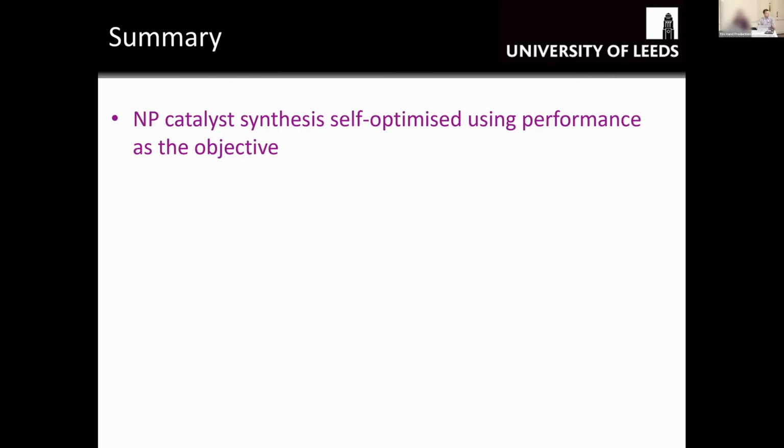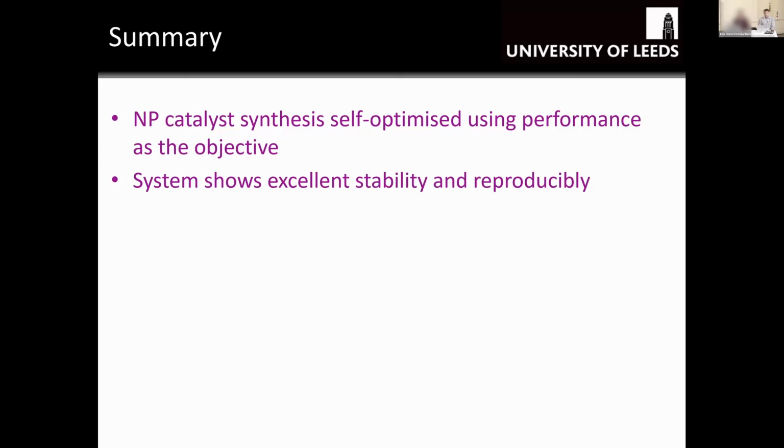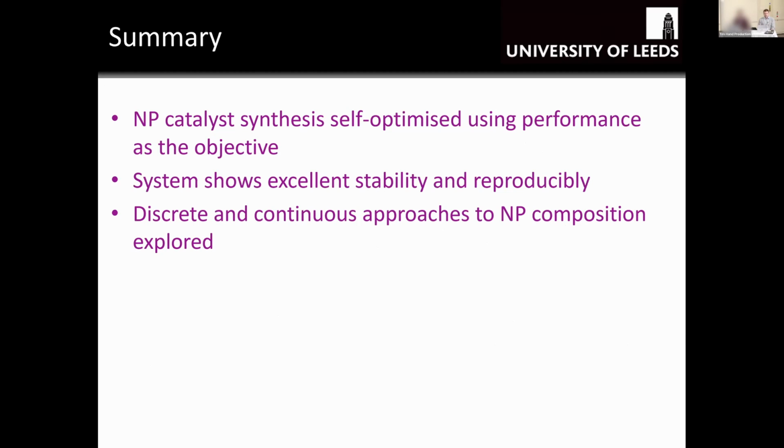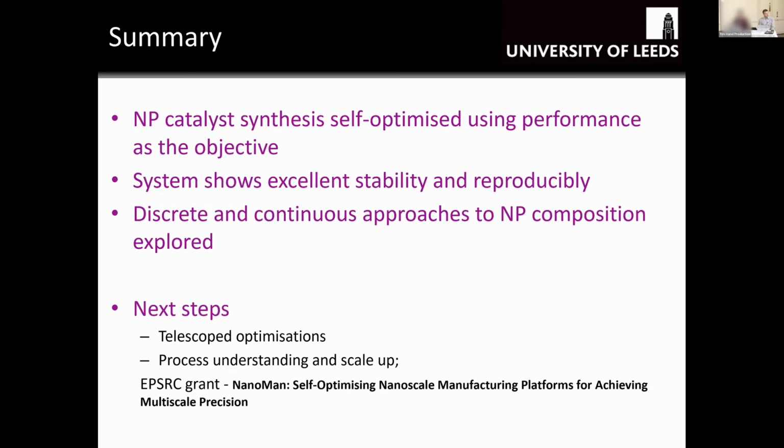So that's my summary. In summary, we've managed to create a nanoparticle synthesis self-optimization system using the performance in a reaction as the objective. Clearly, if you want to make a catalyst, how well it performs is the number one criterion. We can also do multi-objective screening to understand the cost of these materials and their environmental impact. But we've got a good handle on these systems. It's nice and stable, so we can pretty much leave it running forever, which is nice, as long as you can afford the gold. And we've explored discrete versus continuous approaches for nanoparticle composition. And basically, if you can make your nanoparticles in a continuum, it's preferable because the maths is easier for your computer. Next steps, we're looking at telescoped optimisations, both in this system and other pharmaceutical systems.